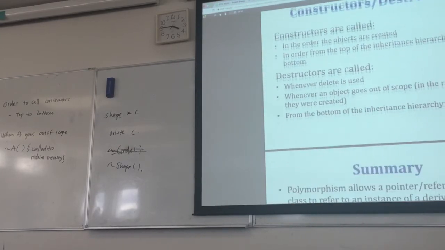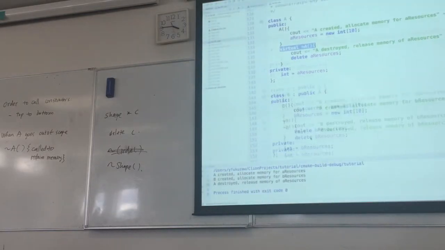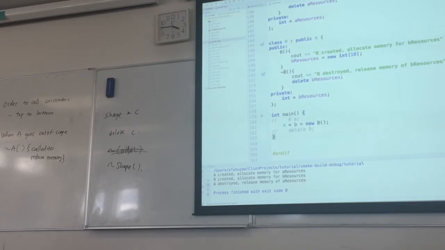Right, this is probably some summary. So the constructors are called from top to bottom, and the destructors are called from bottom up. The destructor will not be called automatically if the object is dynamically allocated like this. In this case, if I don't call delete on B, the destructor will never be called.